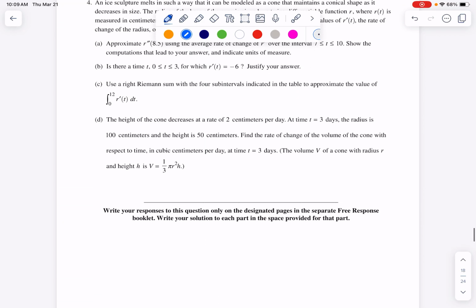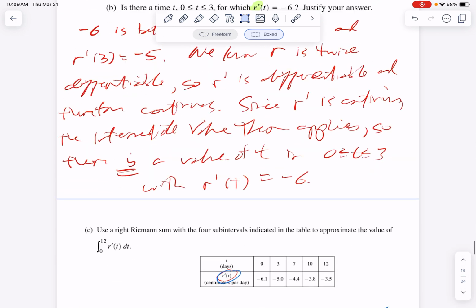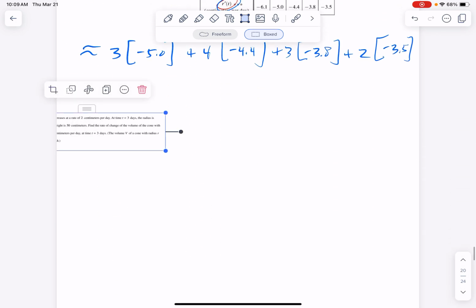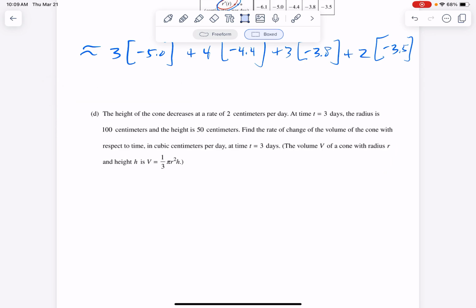All right, now D. So in D, we're finally dealing with the fact that this is a cone. So the height of the cone decreases at a rate of 2 centimeters per day. At time t equals 3 days, the radius is 100 centimeters and the height is 50 centimeters. Find the rate of change of volume of the cone with respect to time at that time. And they are giving you this formula.